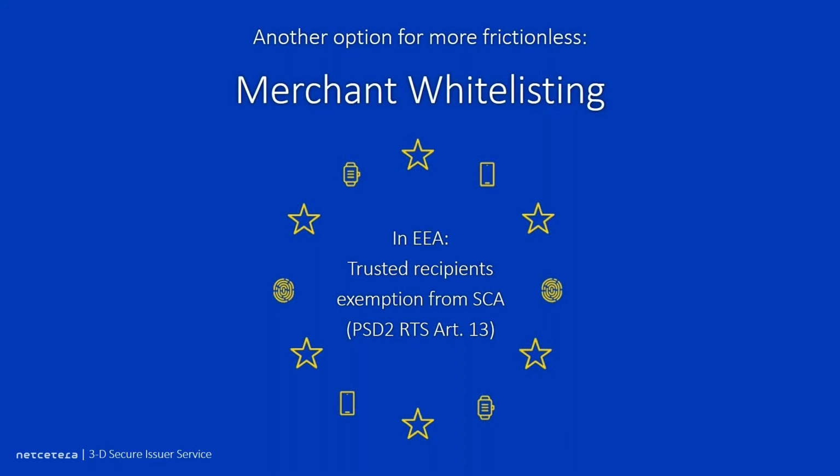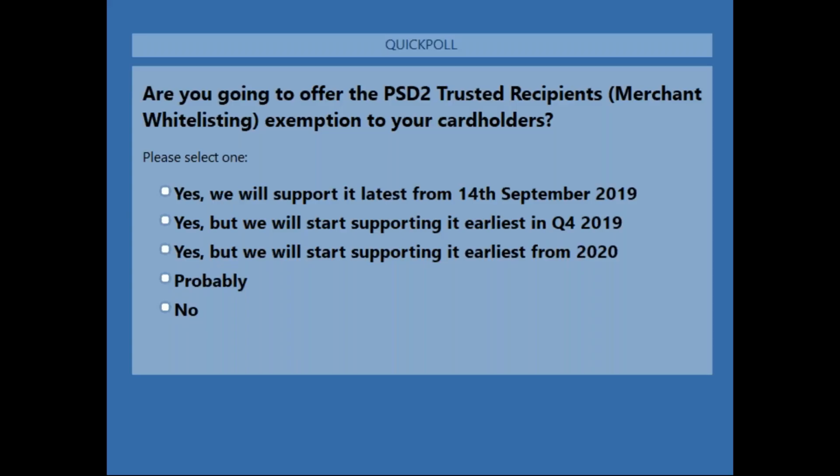Now, the focus of this webinar is merchant whitelisting, and we start immediately after the next survey with what we provide as merchant whitelisting. Let us first have a look at what you actually plan. I start another poll. What do you plan? Are you going to support merchant whitelisting, this exemption, which is also called trusted recipients or trusted beneficiaries exemption? And when are you planning to do so?